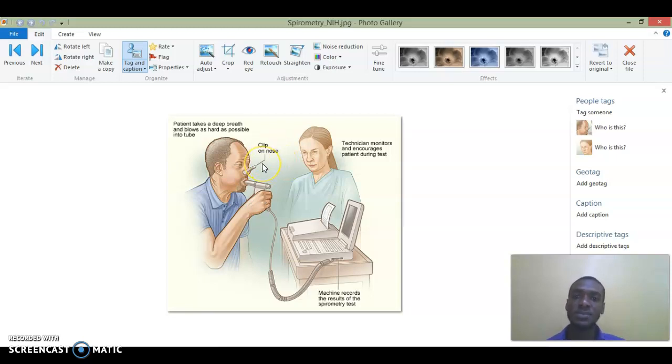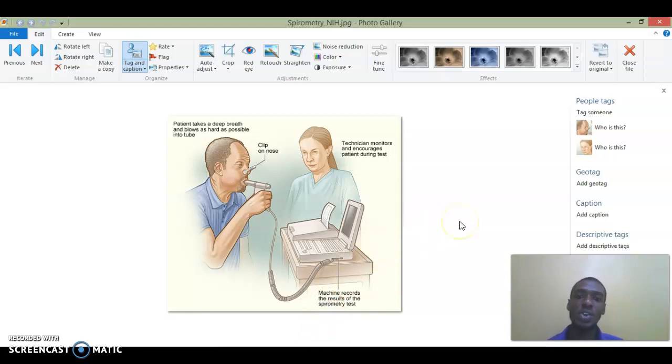So this machine would measure the vital capacity, and you realize that the person's nose, the patient's nose, is clipped, because if you're going to breathe into the machine using your mouth, you don't want air escaping through your nose or air coming in through your nose. You want to measure exactly what is being released, and if you're releasing some through your nose, it's not going to measure accurately what is being released. So that is a spirometer, and the process is called spirometry, as you can see.